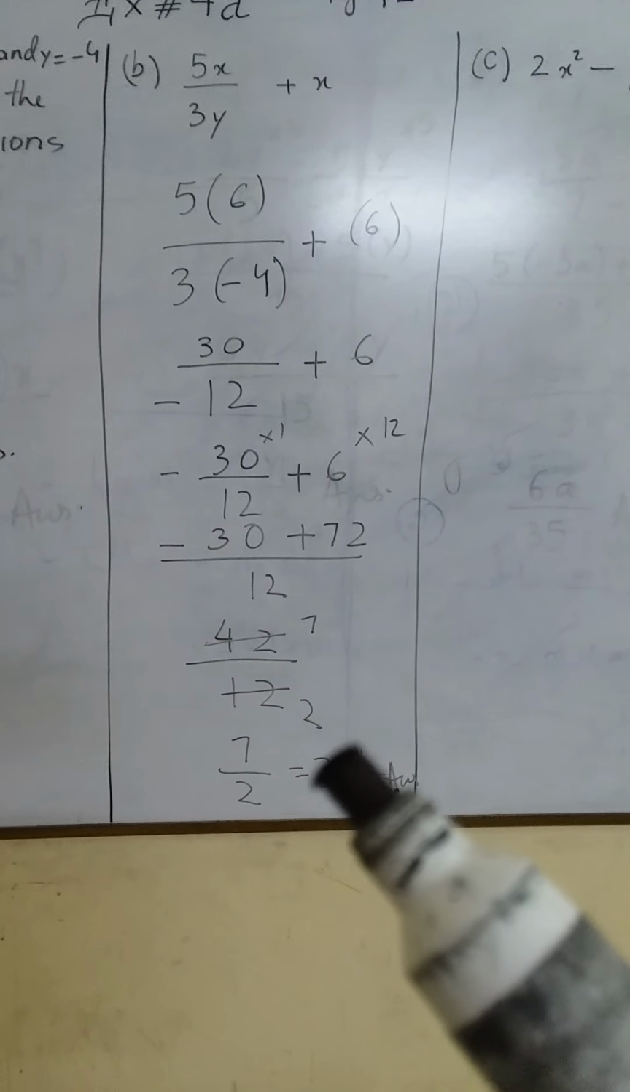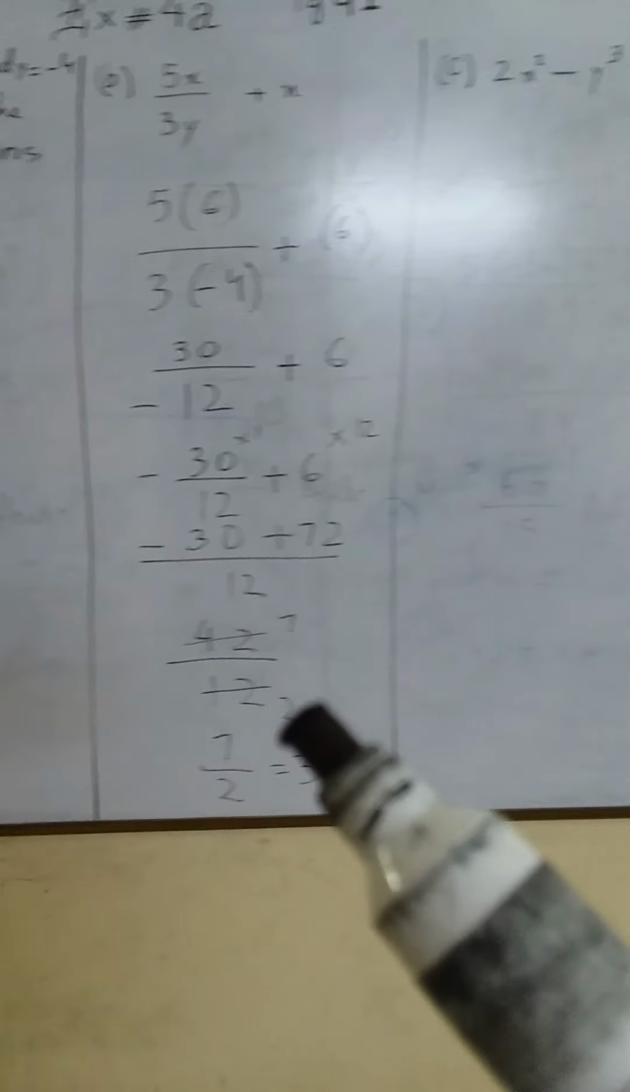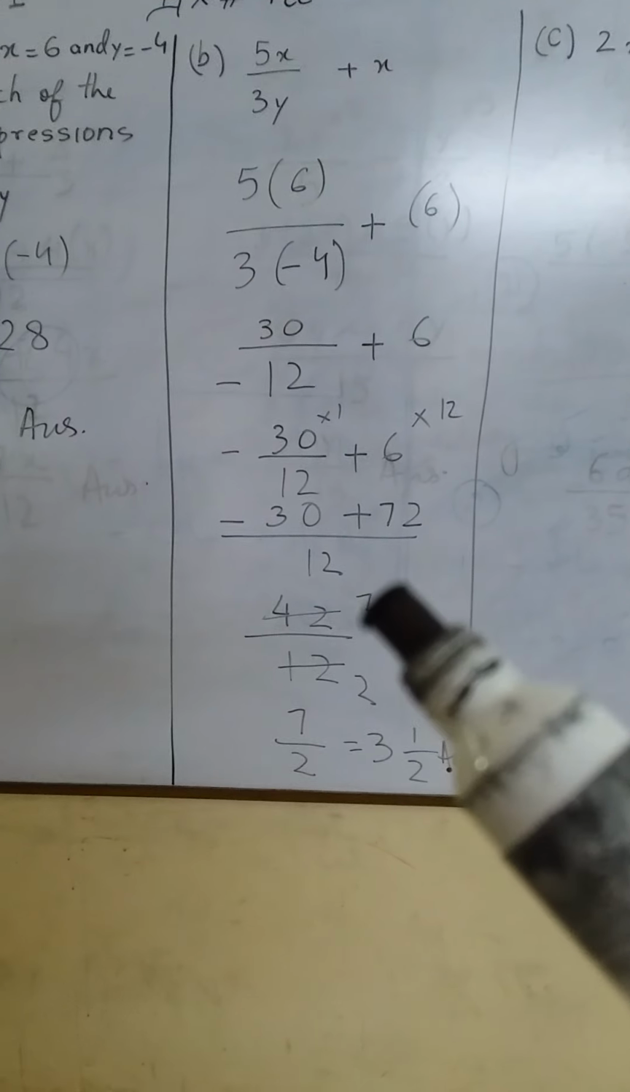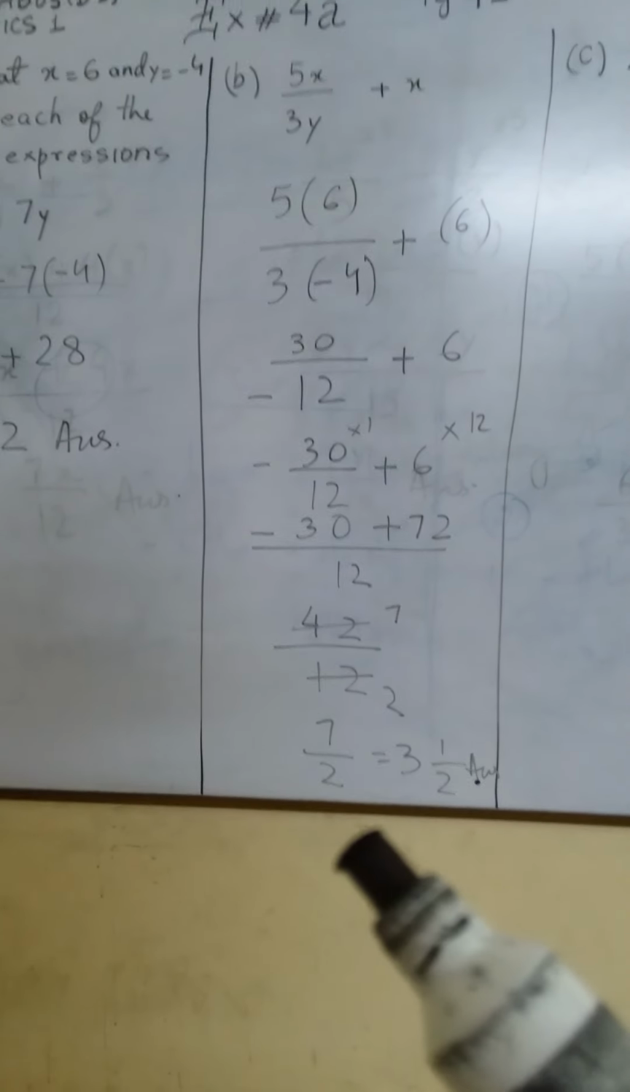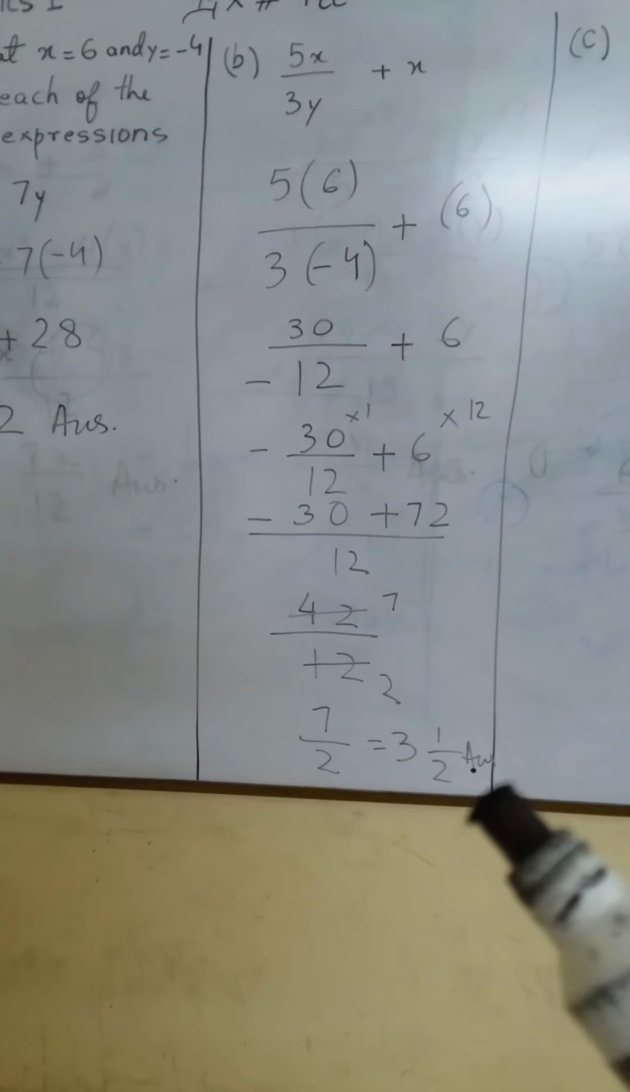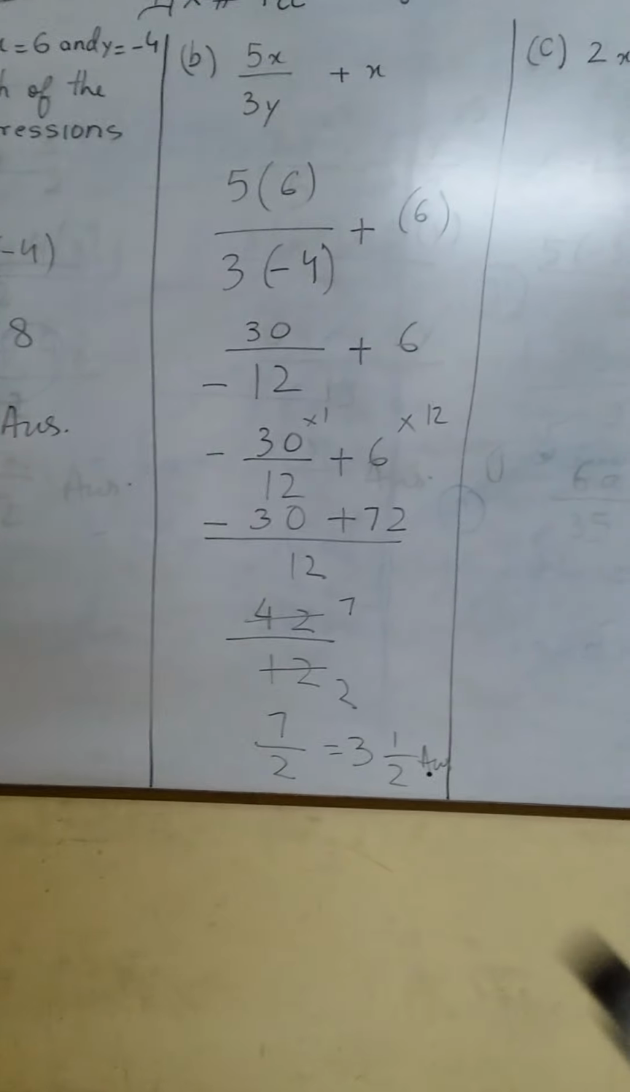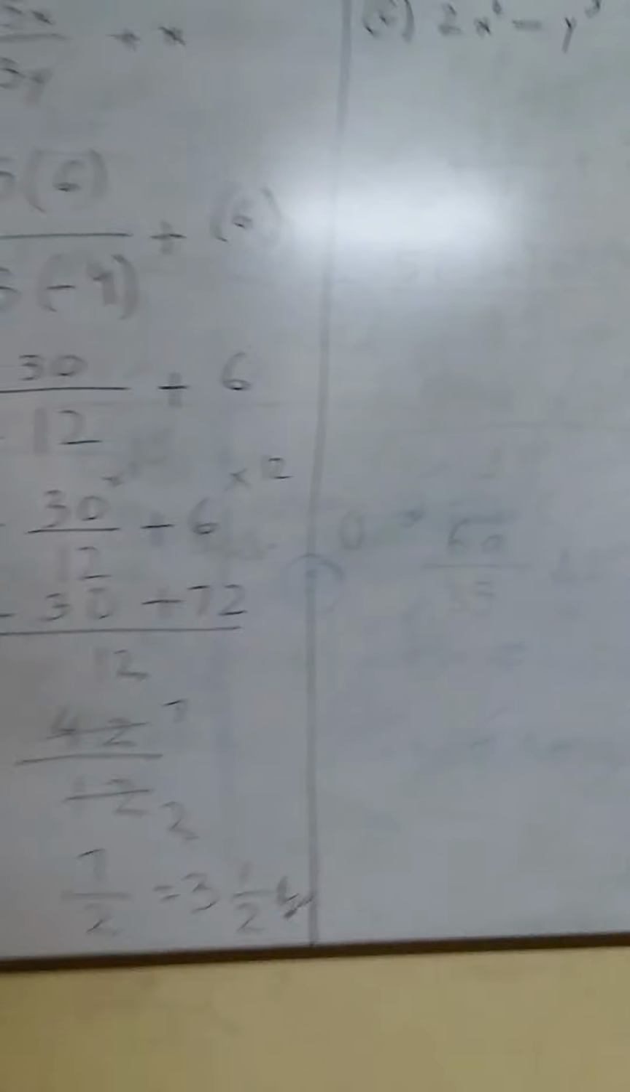This 42 upon 12 will be cancelled by the table of 6. Okay, 6 2s is 12 and 6 7s is 42. Okay, then 7 over 2 is your answer. This answer will be converted into a whole number and that will give you the final answer.